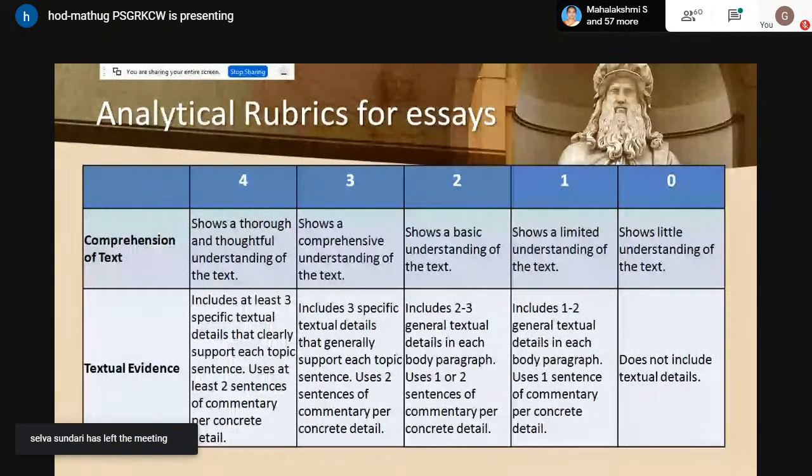Actually, I will give you another rubric because I want to show you the rubrics need not be unique.